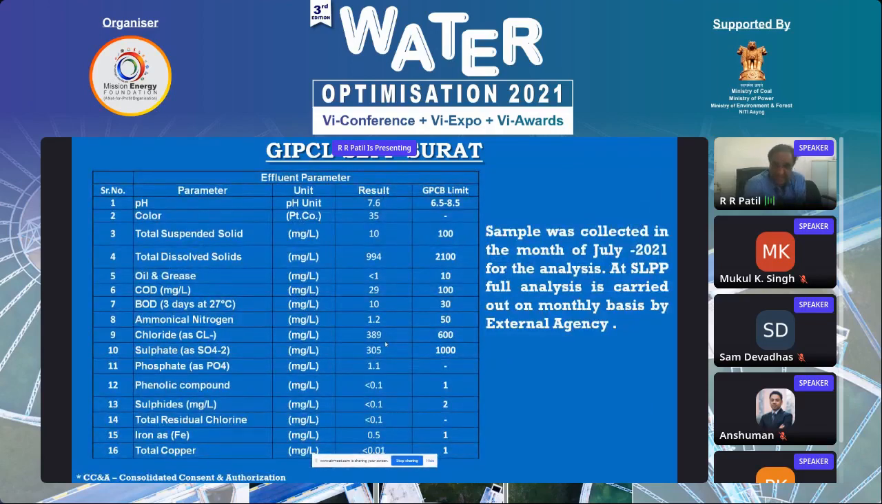We are analyzing the outlet water quality on a monthly basis through a third party, as defined by the Central Pollution Control Board or State Pollution Control Board. These are the parameters we are analyzing on a monthly basis. All the parameters are well within limits.